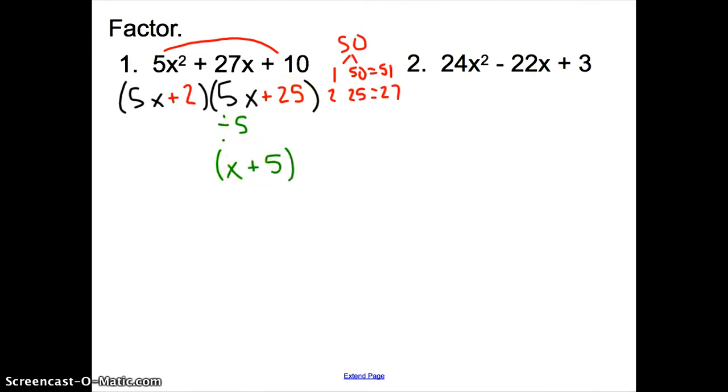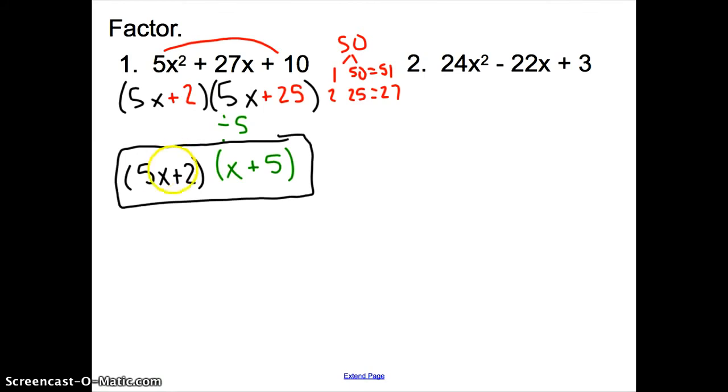And so I changed this guy, but I did not change that guy, so I'm still left with 5x plus 2. And so my answer for number 1 is that right there. This is your answer. This is what we have right now. 2 factors. Number 2, again, let's follow our steps.